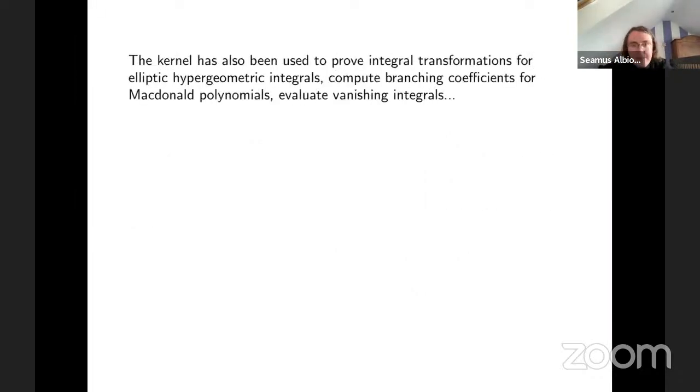And so Eric came up with this kernel to prove a whole bunch of things. So integral transformations, I said before, for elliptic hypergeometric integrals, to compute branching coefficients for Macdonald polynomials, you can use it for that. There's a paper of Chul-hee Lee, Eric Rains, and Warnaar. And then you can also use it to evaluate vanishing integrals, which are related to Littlewood type identities. So there's all this nice mathematics behind this kernel. And he has variations of it as well. There's what he calls a Littlewood kernel and things like this, which do slightly different things than the full kernel.